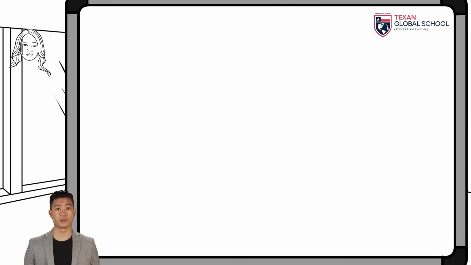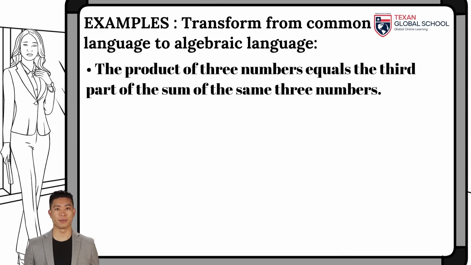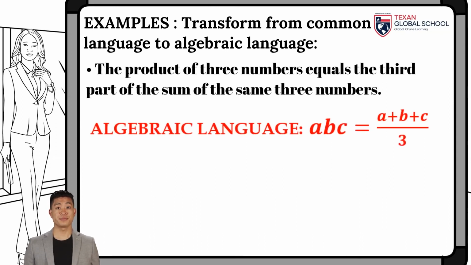In these last examples, we will transform from common language to algebraic language. The first case, the product of three numbers equals the third part of the sum of the same three numbers. Algebraically, it can be represented as a times b times c equals a plus b plus c divided by 3.